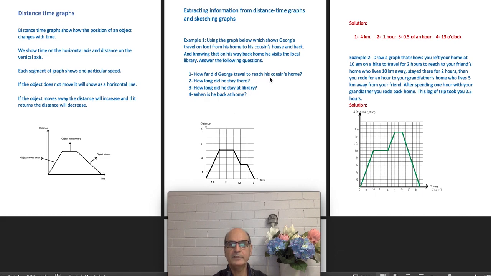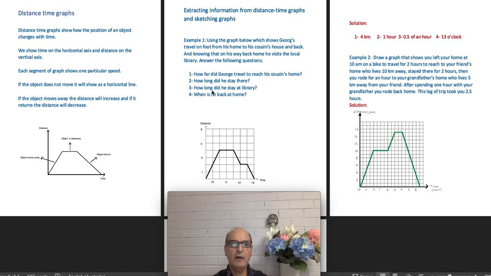So how far is his cousin's home? It is 1, 2, 3, 4. 4 kilometers. Okay, if this distance is in kilometers, so it's 4 kilometers from his house. How long did he stay there? As we discussed, here he's not moving. So at 10:30, he arrives at his cousin's house. He is stationary, so it means he's staying there until 11:30. So for 1 hour, he is staying there. So 1 hour.